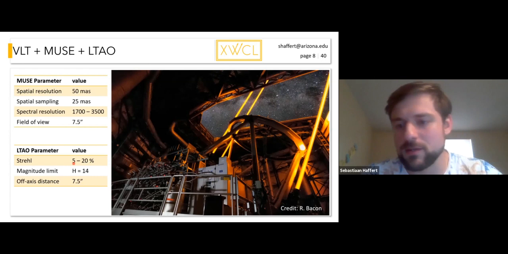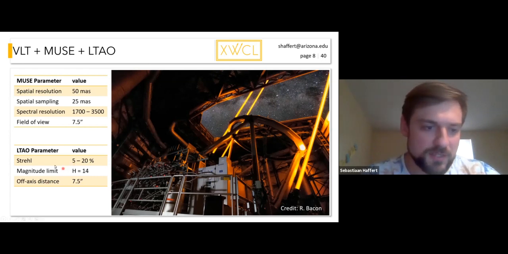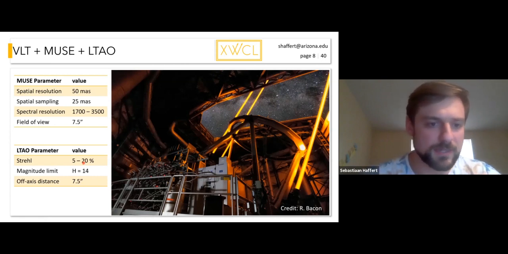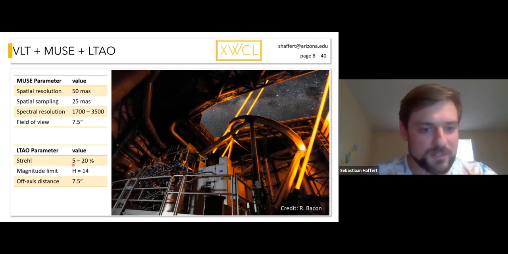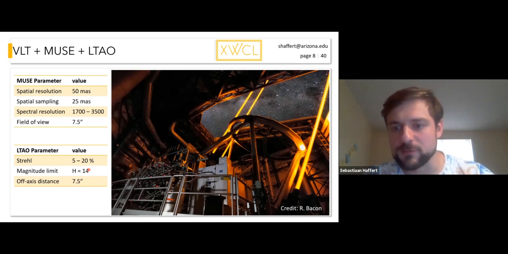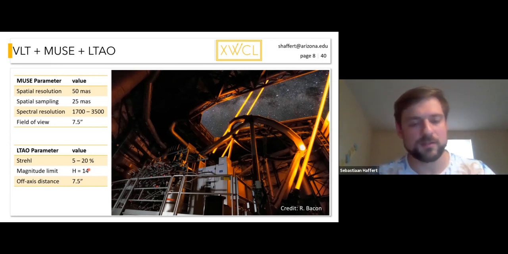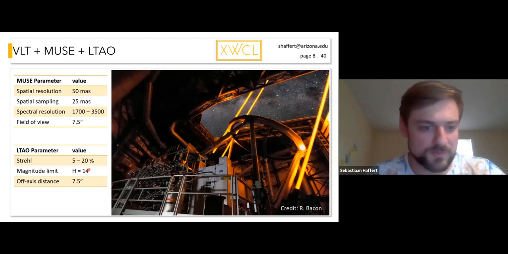The laser tomography AO system itself typically delivers a Strehl between 5 and 20%. It depends very strongly on the seeing and the atmospheric parameters, because in the visible you are very sensitive to the atmospheric conditions. And you can use targets that have H-band magnitudes up to 14 for this system. So there's a really large range of objects that you can look at with MUSE.